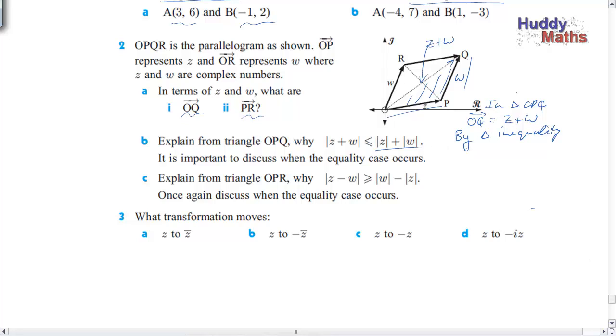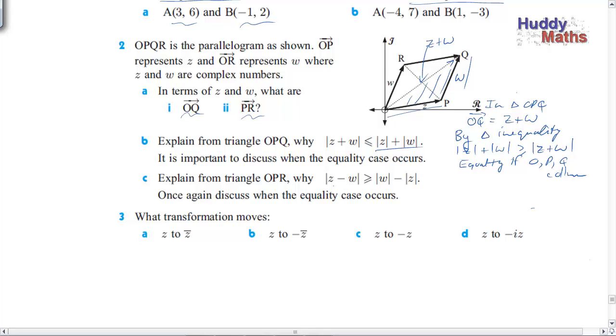So what do we got? We'll use these two. The length of Z plus the length of W is greater than or equal to the length of Z plus W. Okay, and equality only occurs when the points are collinear. Equality if OPQ collinear, or Z and W are in the same direction. All right, so that's that one.